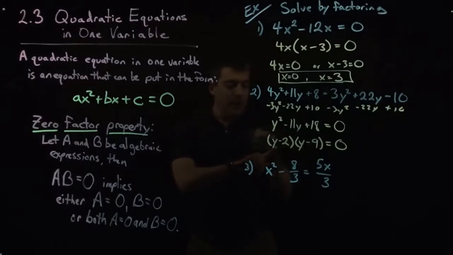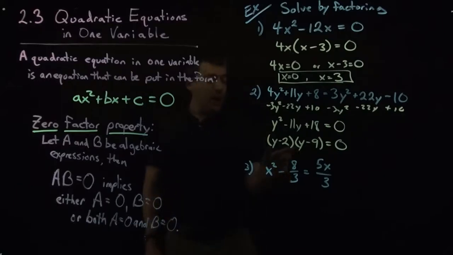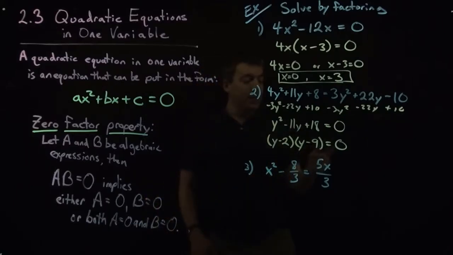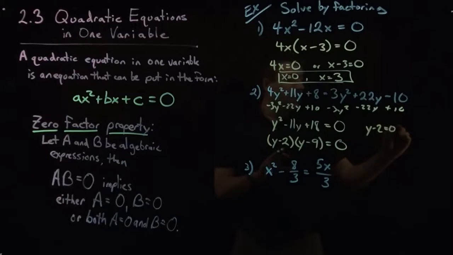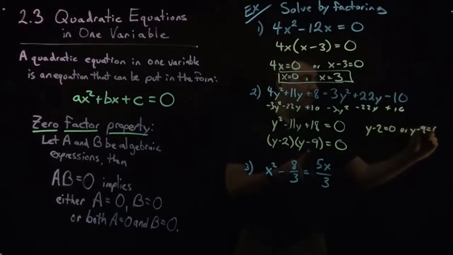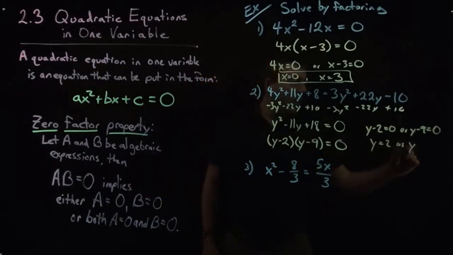Y times y is y squared. Good. Y times negative 9 is negative 9y. Negative 2 times y is negative 2y. So that's negative 9y minus 2y is negative 11y. Negative 2 times negative 9 is plus 18. We're good. All right. Now we have two algebraic expressions in a product equal to 0. And so that means that either y minus 2 equals 0 or y minus 9 equals 0. And you can see the solutions from here. Y is 2 or y is 9.